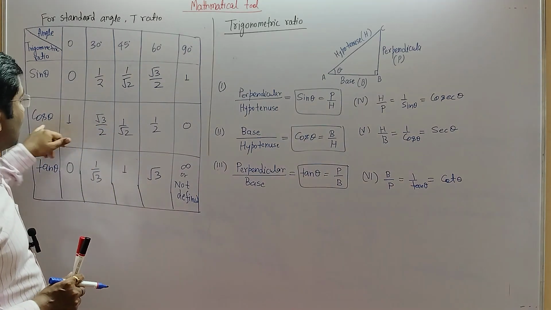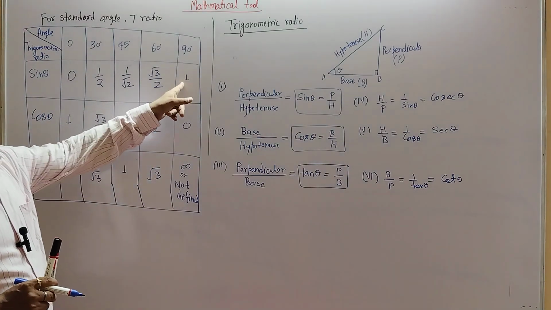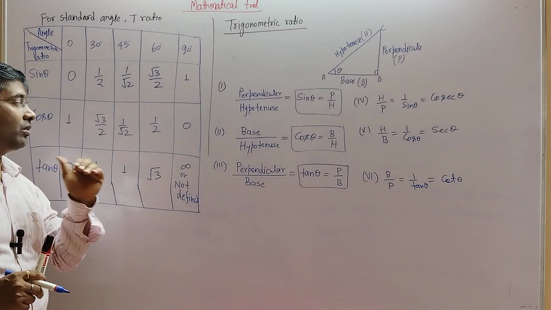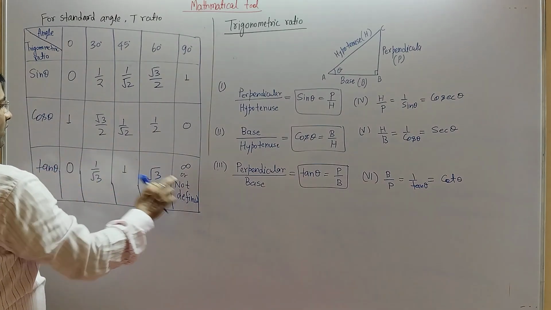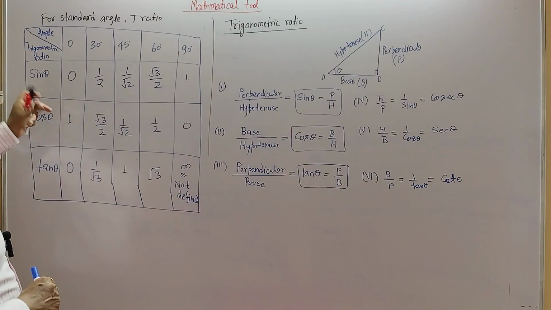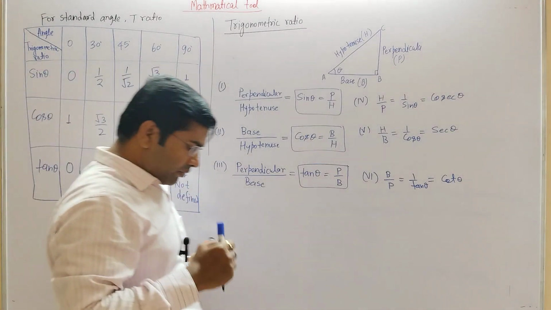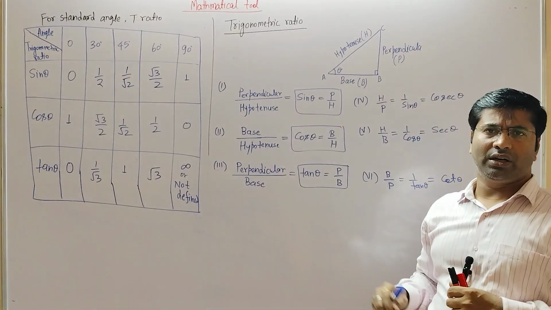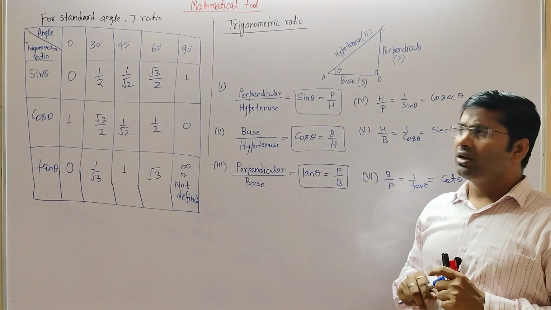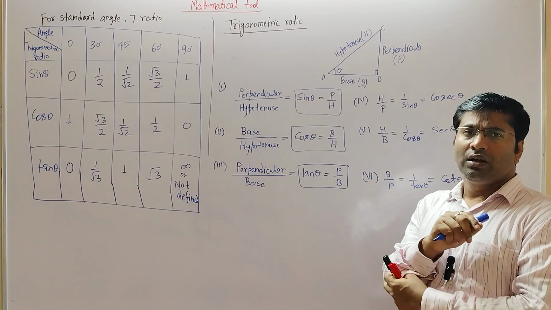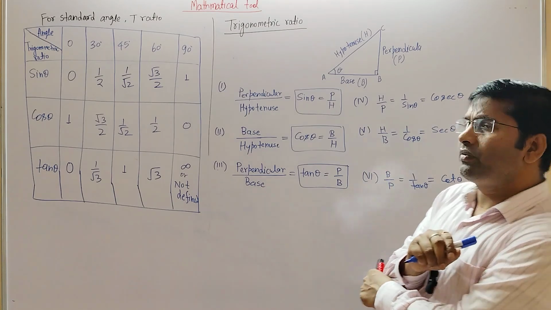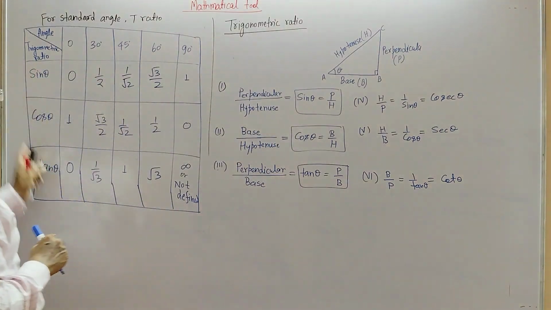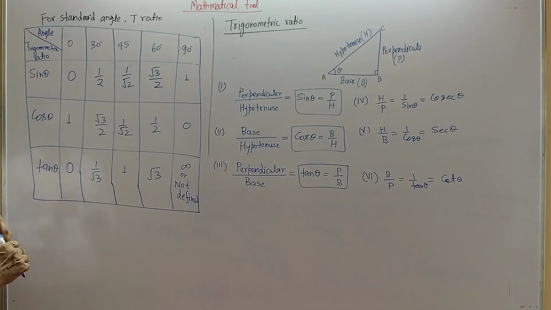But close to 90, this value will be close to 0, and this is close to 1. So 1 upon close to 0, a very small number, will tend to infinity. So that's why this. Now, for higher angles like 120, 150 or any 200, 300, any higher angle, we will use a formula. We will calculate all higher angle values by formula. We will not remove any data. Okay, so these are the standard angle T ratios.